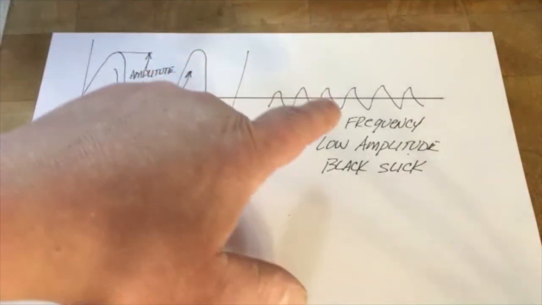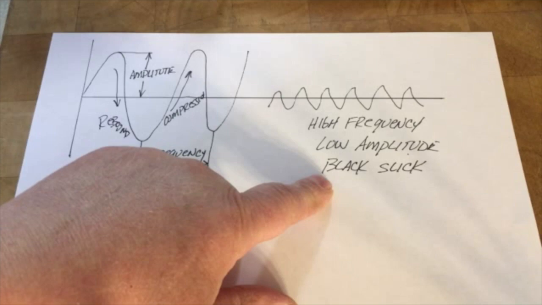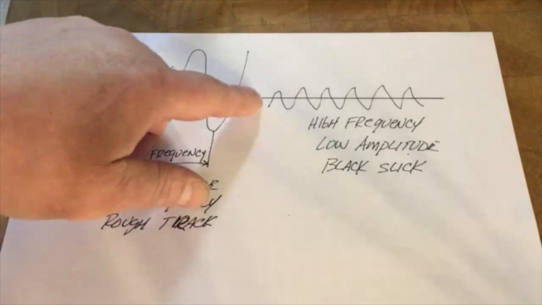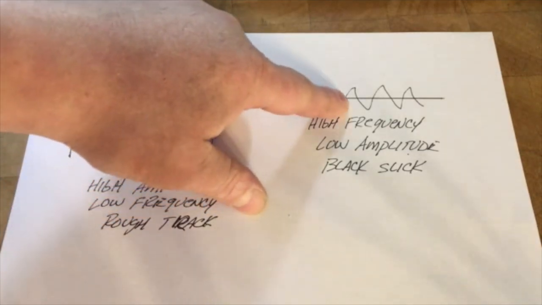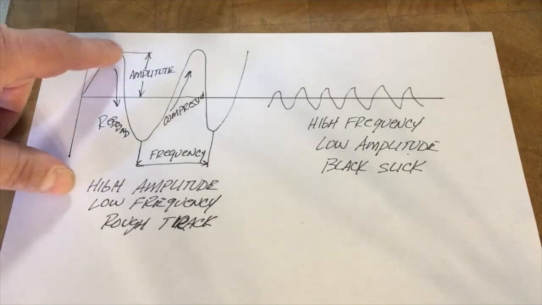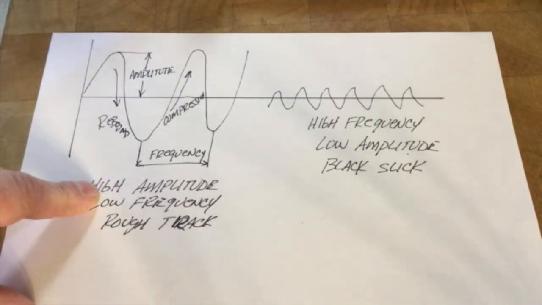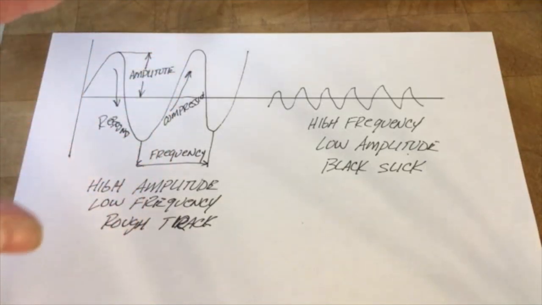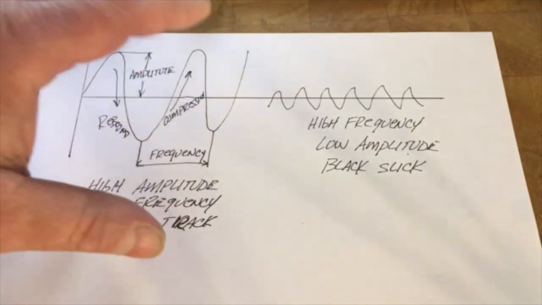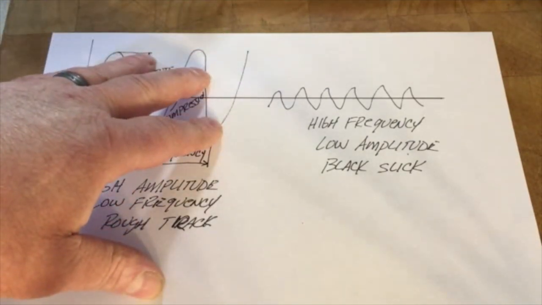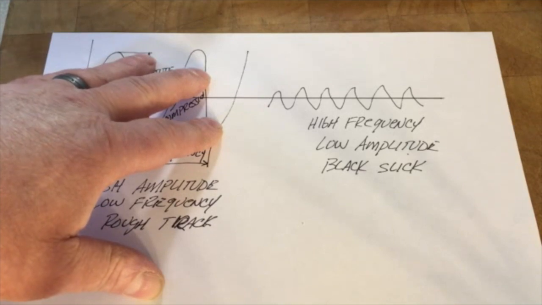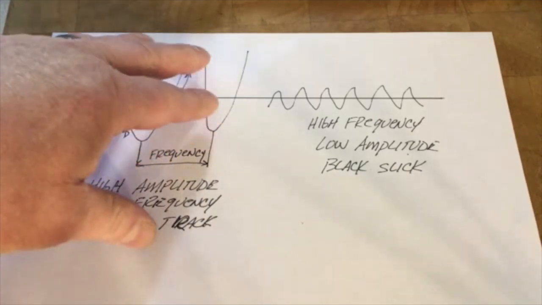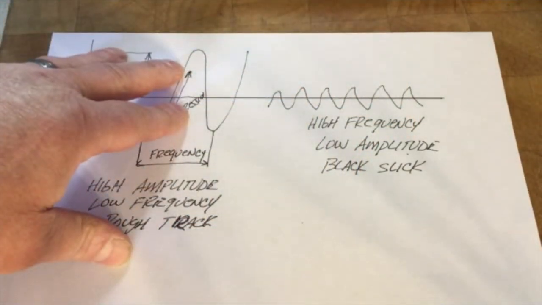A high frequency track would be your black slick stuff. It has very low amplitude. The tire doesn't move much, but yet it changes direction a lot. Whereas the high amplitude stuff, low frequency, probably doesn't change direction as much, but the bumps are bigger. And really, if you think about it, if you want to get traction with a shock absorber and a spring setup, you kind of want to take these things into two different groups.